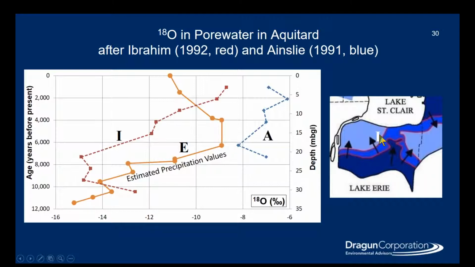Osman Ibrahim's data were here. So this is showing the freshwater aquifer. It was glacial, -18, -16. And Andrew Ainslie's were here, so showing more recent.